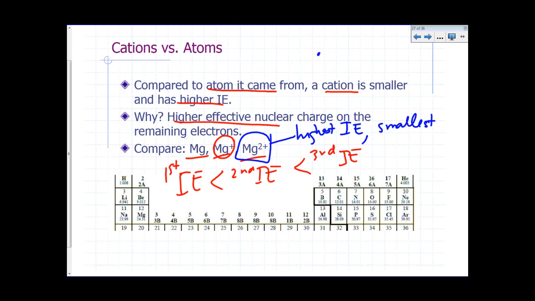Think of it this way. Magnesium, you've got right here a neon core. So that's 10 electrons in the core, and you've got those 2 electrons on the outside. Once you've taken out those 2 electrons, you're left with just the core, which is smaller. So Mg with a +2 charge will be the smallest of the 3.